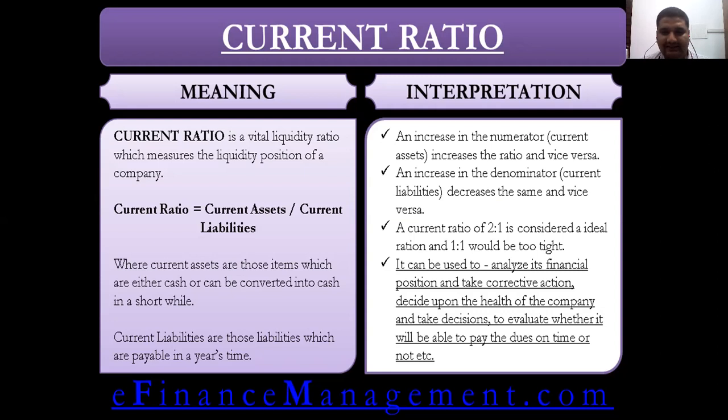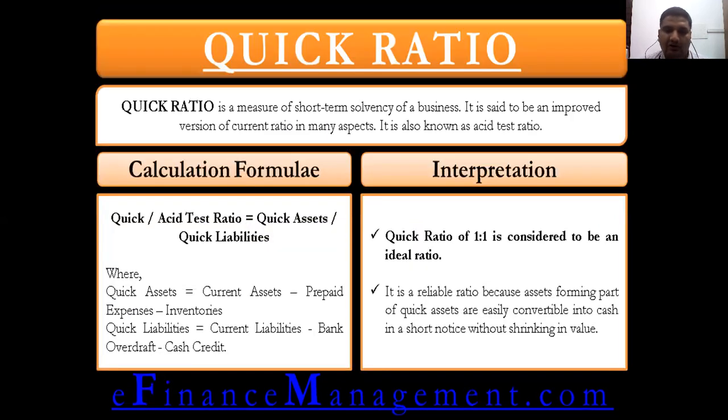So, interpretation we can see here. An increase in the numerator, the current assets, increases the ratio, and vice versa. An increase in the denominator, current liabilities, decreases the ratio, and vice versa. A current ratio of 2:1 is considered the ideal ratio, and 1:1 would be tight. It can be used to analyze the financial position, take corrective action, decide upon the health of the company, and evaluate whether it will be able to pay dues on time or not, etc.